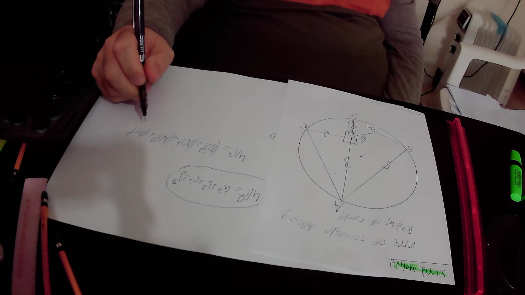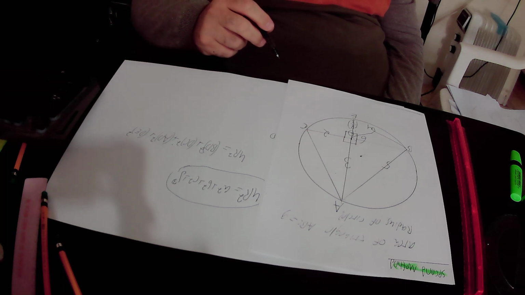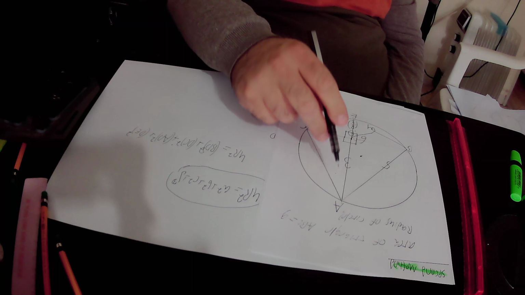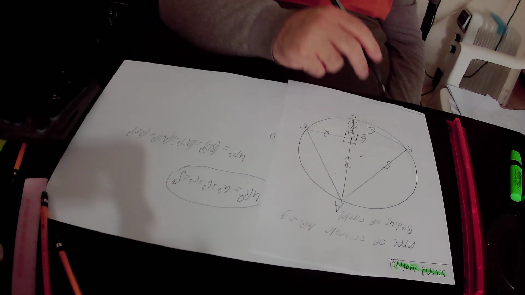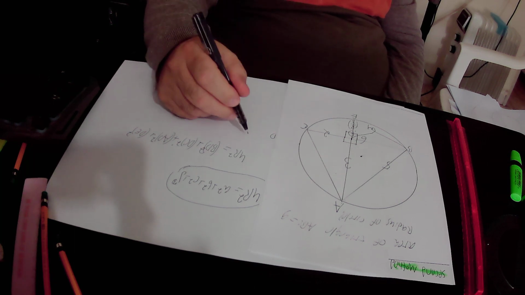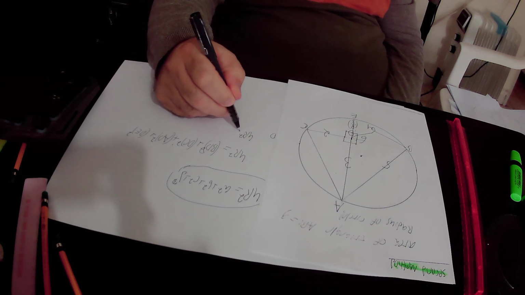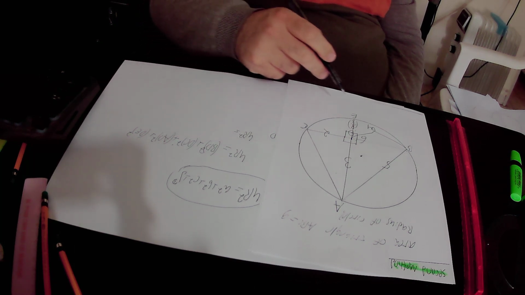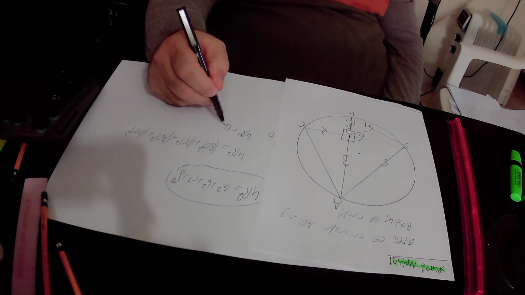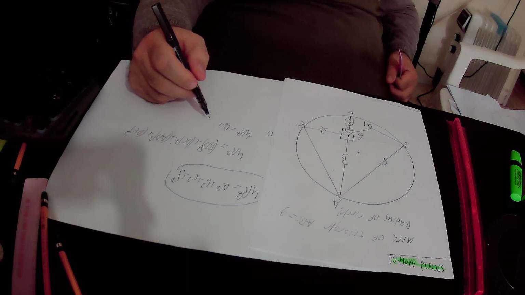Okay, according to rule number 2, BD squared plus DC squared plus AD squared plus DE squared equals 4 times R squared. BD equals 4 units, so BD squared is 4 squared, that is 16, plus DC squared.